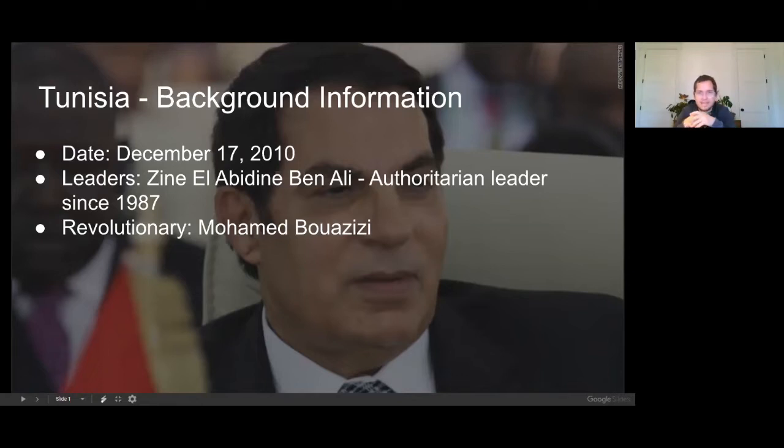Leaders, Ben Ali, so Zine Al Abidine Ben Ali, was an authoritarian leader since 1987. That means he had ultimate power, like a dictator. And then there was a revolutionary that ended up becoming a revolutionary. Mohamed Bouazizi was his name. Okay, those are just some of the general details of background information of the Arab Spring in Tunisia.